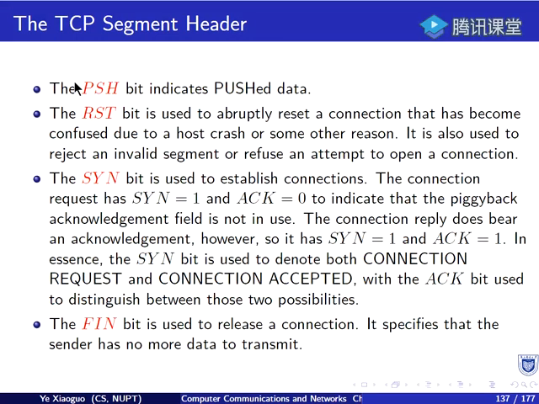Then the PSH bit indicates push the data. The RST bit is used to abruptly reset a connection that has become confused due to a host crash or some other reason. It is also used to reject an invalid segment or refuse an attempt to open a connection.